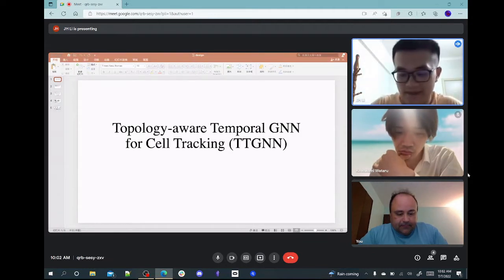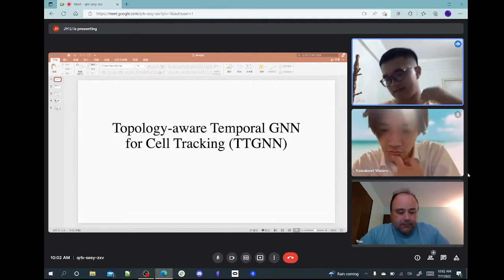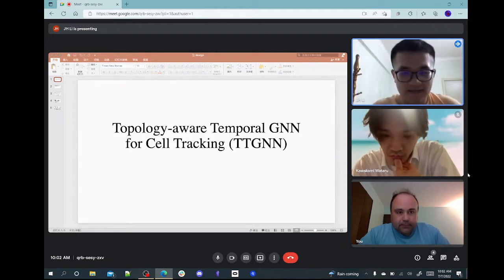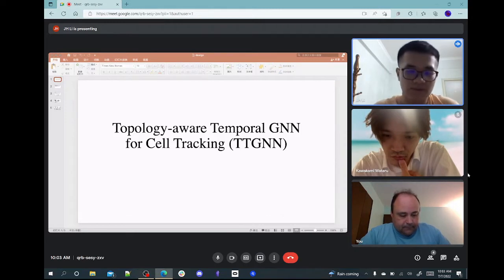Our topic today is, it is just a temporary name, topology-aware temporal graph neural network for cell tracking. It is our research idea, and maybe we will change this name in the future. But the points are topology, graph neural network, and cell tracking. That means we want to combine topological data analysis and the graph neural network to solve some issues regarding cell tracking.